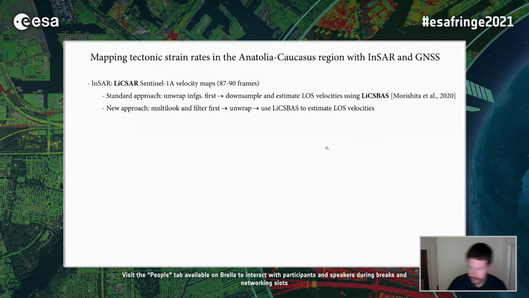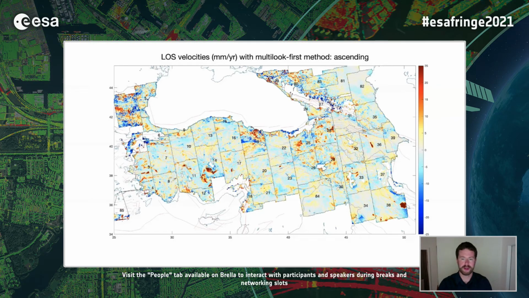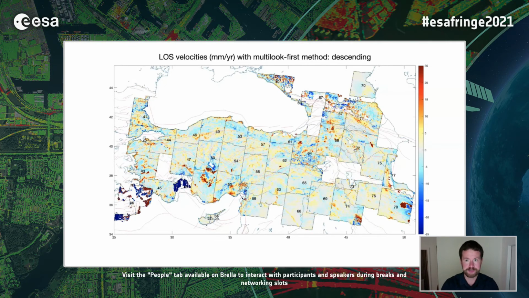An alternate approach, which Milan Lazecky has been working on with Yasser and others, is to multi-look and filter the wrapped interferograms first, and then unwrap, which might be more stable, and then use LiCSBAS and do the same time series through those products. So this is with the traditional unwrap-first approach. This is with the multi-looking first. And you can see that the coherence is a lot better in Eastern Turkey, for example. You get basically good coherence everywhere except the high Caucasus, where it's very difficult. And then this is the descending track, and again, a similar story. Sorry, this is the multi-look method.